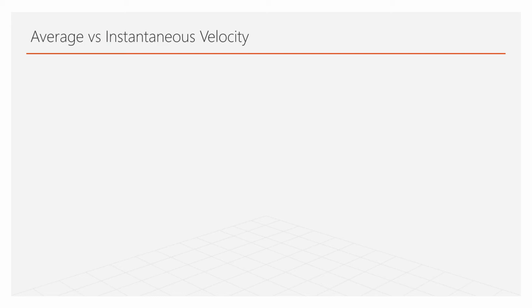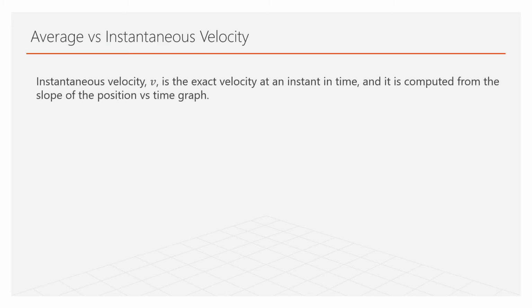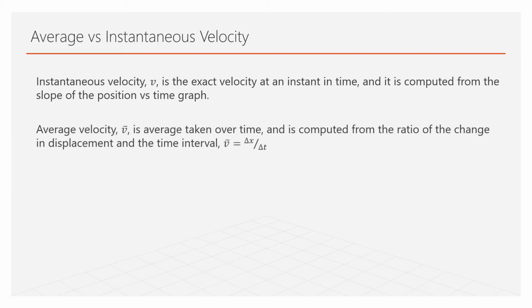Let's look at the distinction between average and instantaneous velocity. Instantaneous velocity, given the symbol v, is the exact velocity at an instant in time, and is computed from the slope of the position versus time graph. Average velocity, which is given the symbol v with a bar above it, is the average taken over time, and is computed from the ratio of the change in displacement and the time interval. So the average velocity is delta x divided by delta t.